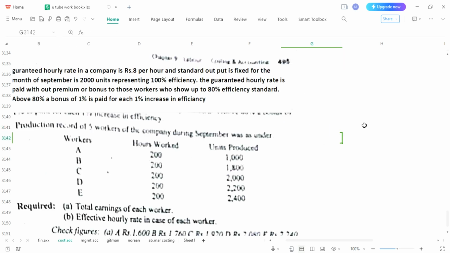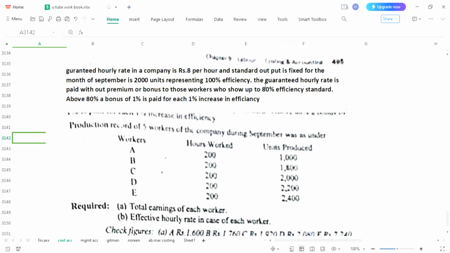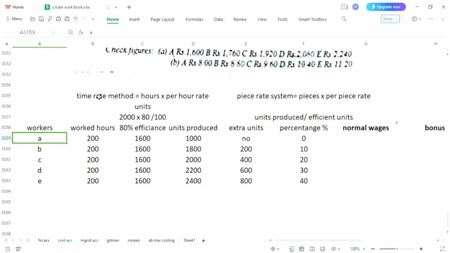For that, your first part is enough for us to understand. Guaranteed hourly rate is 8 per hour. As you know, we have 200 hours they have worked. Please be focused. 200 hours they have worked and you need to multiply it with per hour.